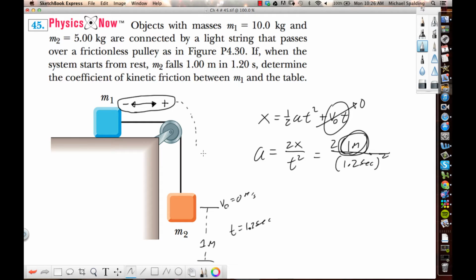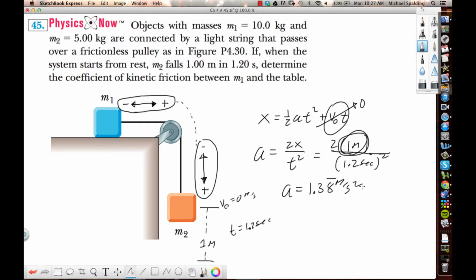It goes around the pulley. So for M2, what are we going to say? Down is plus, up is minus. The sign convention wraps the pulley. So anyway, this acceleration, it's going to be a positive acceleration. It comes out as 1.38 repeating meter per second squared. So now we have the acceleration. We're going to need that.